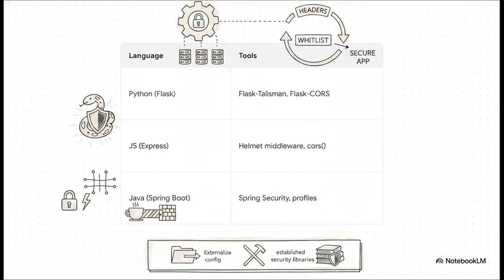And when we look at specific languages and frameworks, the core concepts are identical. Whether you're using Flask Talisman in Python, Helmet middleware for Node, or Spring Security in Java, the underlying architecture of automating headers and whitelisting CORS is universal. The specific tools might change, but the security principles definitely do not. Keep your configs externalized, never hard code them, and lean heavily on these battle-tested security libraries.